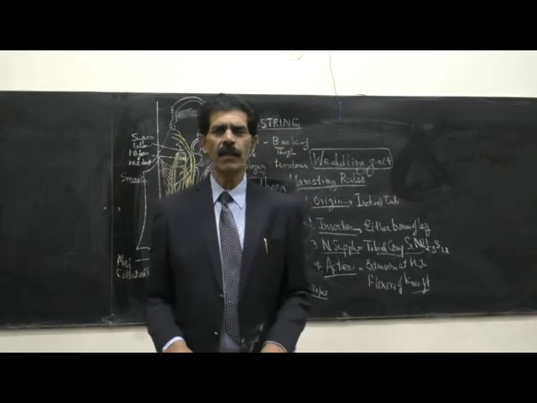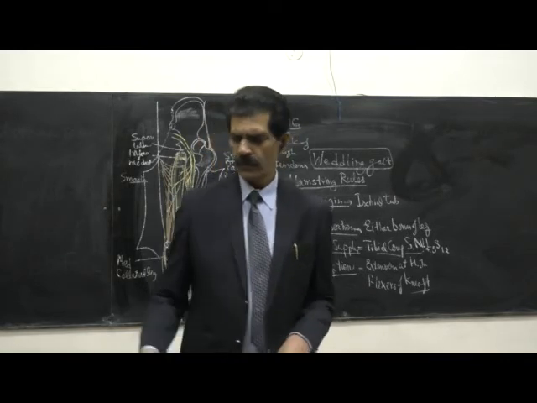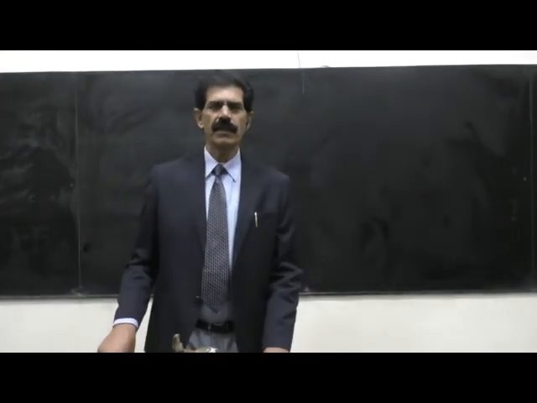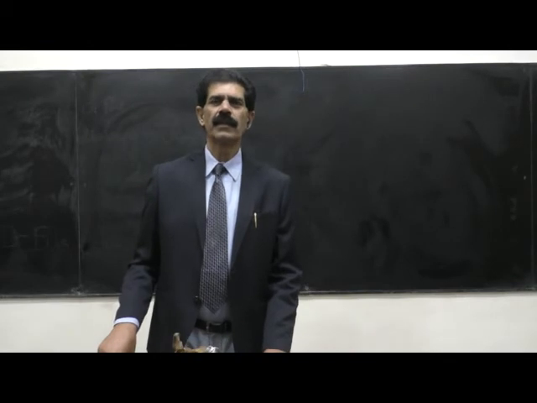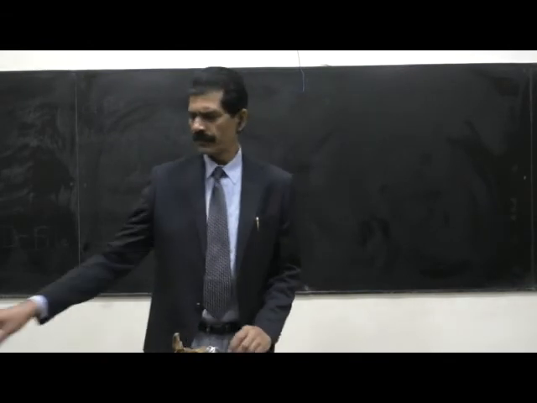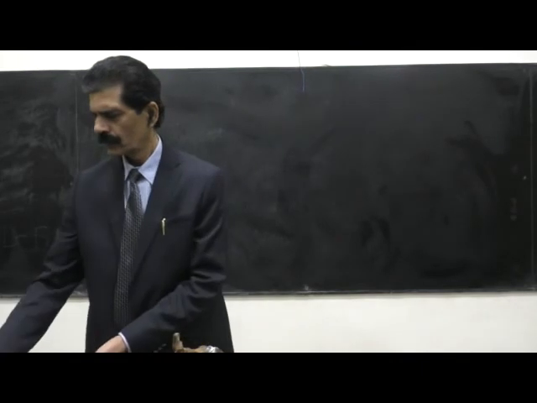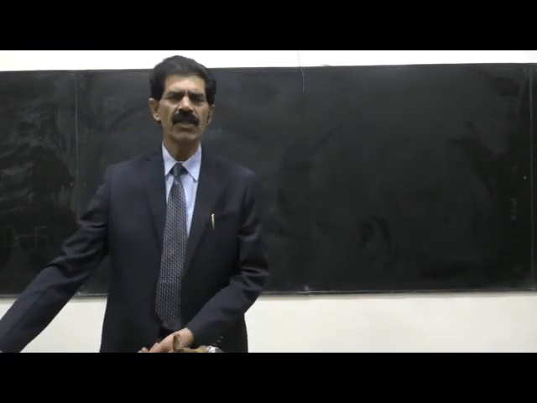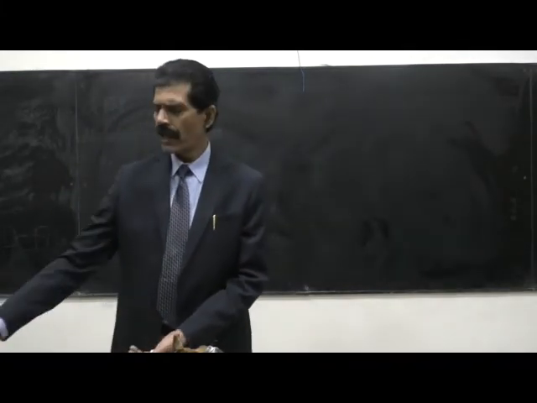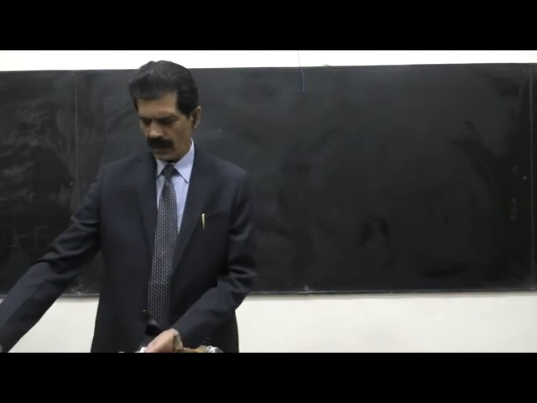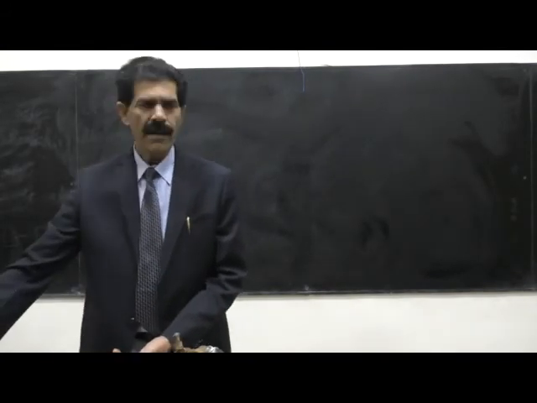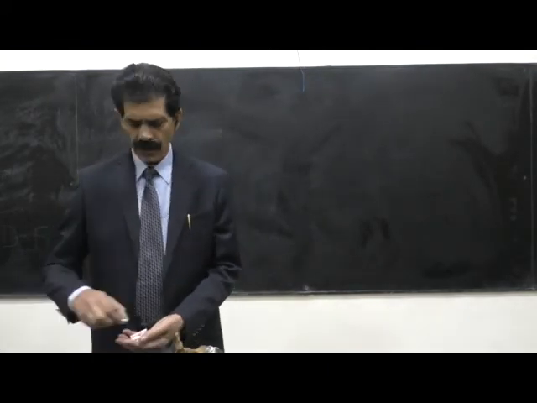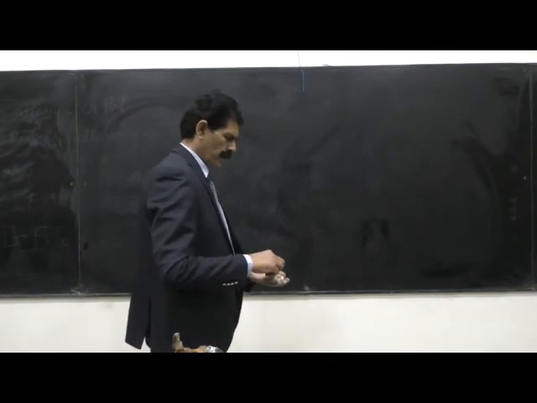So that's all about the hamstring muscle. Now after doing the hamstring, we will discuss the popliteal fossa. So the popliteal fossa is the depression or hollow behind the knee joint. It is a diamond-shaped or quadrilateral area behind the knee joint.